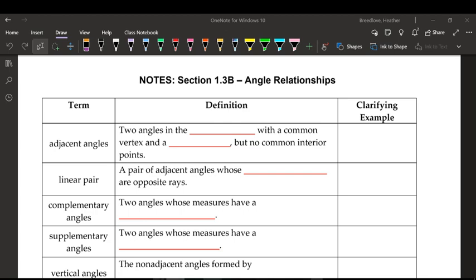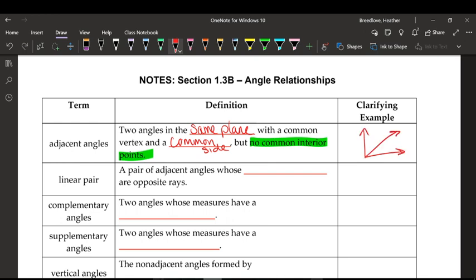Adjacent angles. I told you yesterday we talked about what adjacent means. So, it means sharing a side, right? Two angles in the same plane with a common vertex and common side, but no common interior points. That's important. No common interior points. So that means the angles don't overlap. So they're adjacent, but they don't overlap. It's just two angles next to each other. Adjacent angles.